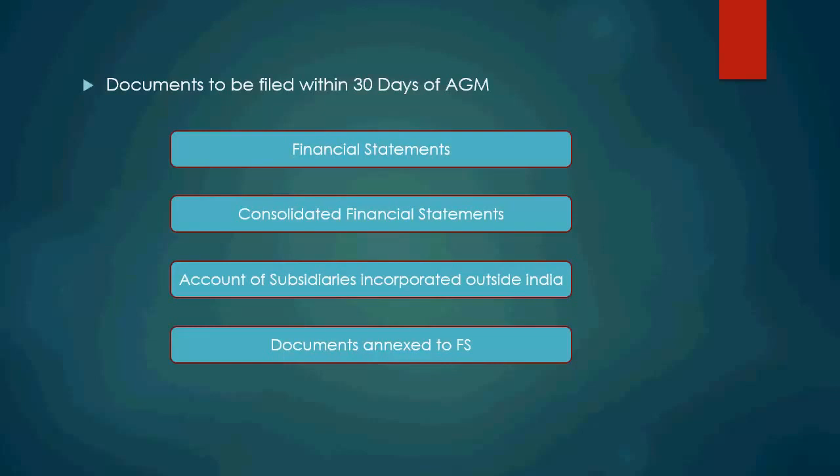Now here we have seen two cases. One is when the financial statements are adopted at the annual general meeting, and the other is when the financial statements are not adopted at the annual general meeting. So in both the cases you have to forward it to the registrar of company within 30 days, right?